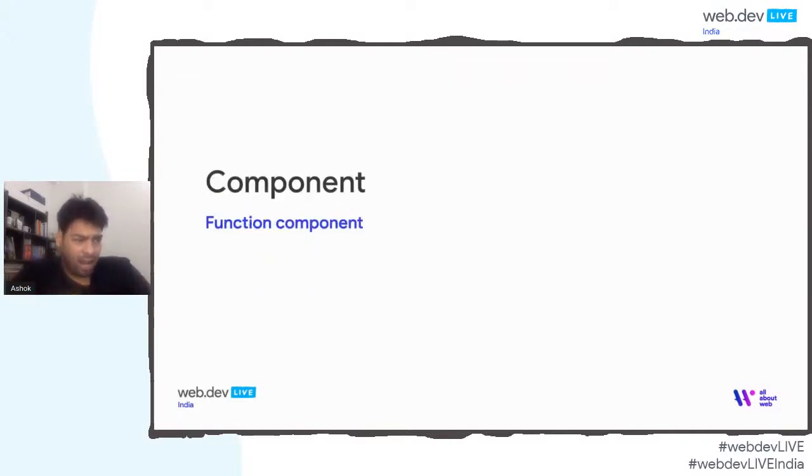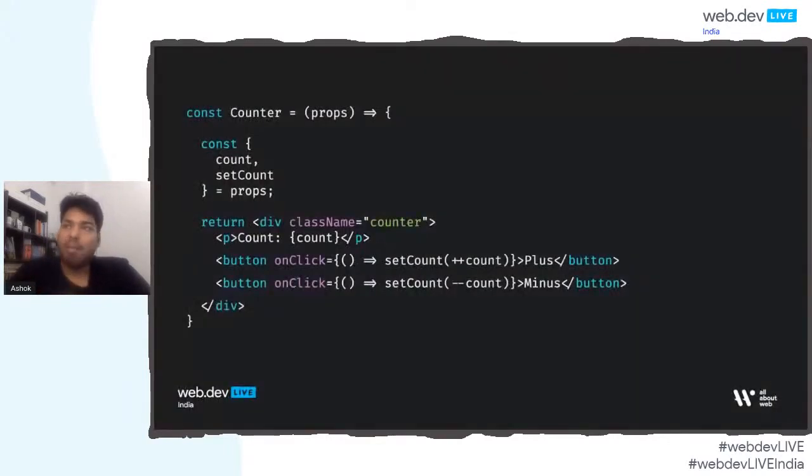So let's talk a little bit about the component, what types of components we have in React. So one is a function component. If you see this example, this is a very simple counter component, and it's a pure function component. It can only receive information through props. So I have count and set count, which is coming from the parent component, and then using that I'm just displaying the count, and there's a callback to set count to either increment it or decrement it.